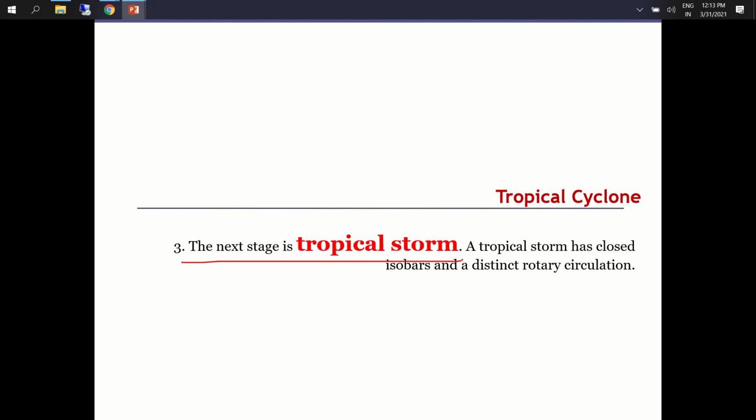A tropical storm has a closed isobar and a distinct rotatory circulation. This is where it takes the overall energy and tries to move from one place to another, and it subsides at the place where it hits. So there are three stages: one is disturbance, the second is tropical depression, and the third is the formation of the storm.